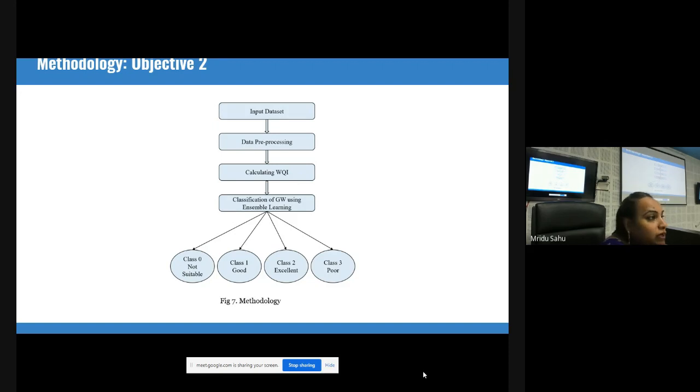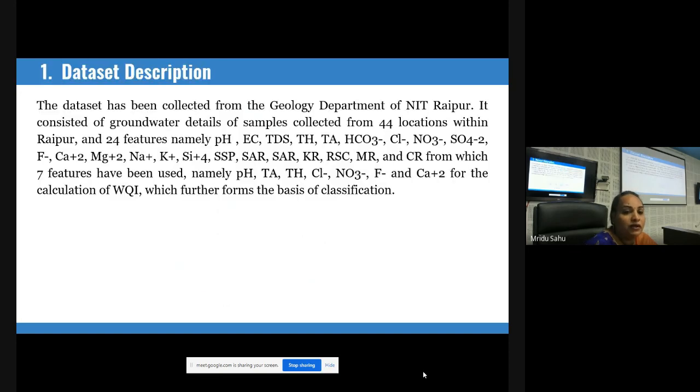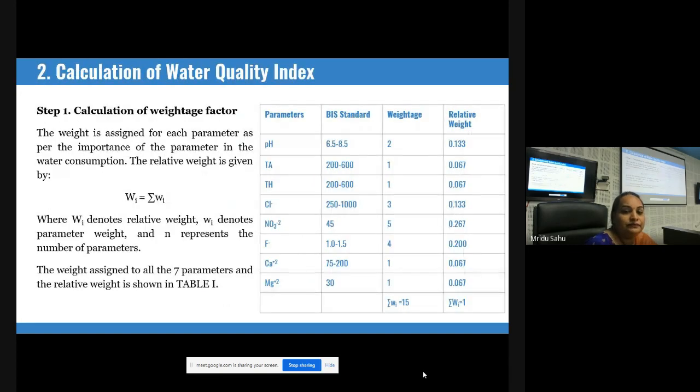So class 0 is saying not suitable to drink. Class 1 suitable to drink. Then class 2 excellent. Class 3 poor. So we want to map the whole thing into these 4 classes.